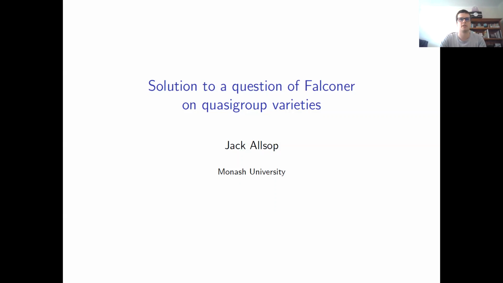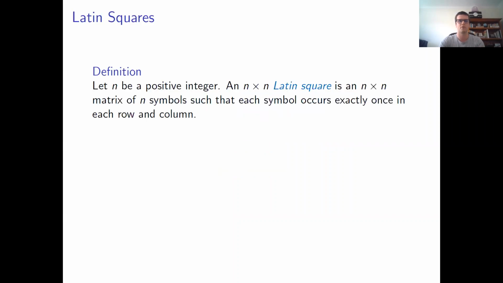So today I'll be talking about a problem on quasigroup varieties. What I'll be presenting was done in my honours project with Ian Wallace. The project was on a problem in Latin squares, and then once we'd solved that problem, we realised we could use our results to tackle a problem on quasigroup varieties by Falconer. So the first half of the talk will be about Latin squares, and then the second half I'll talk about quasigroups.